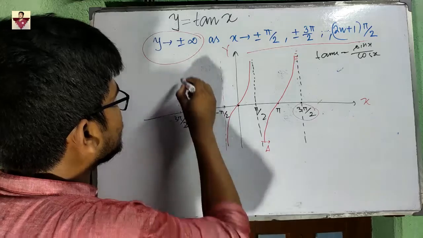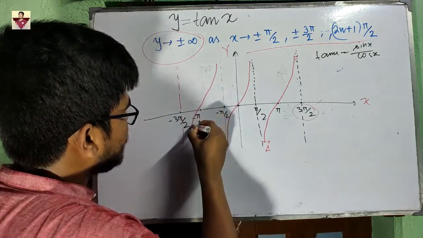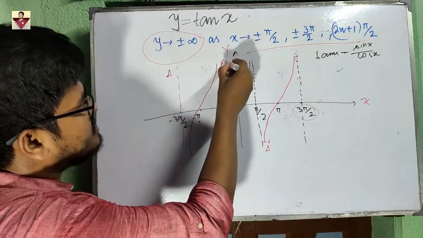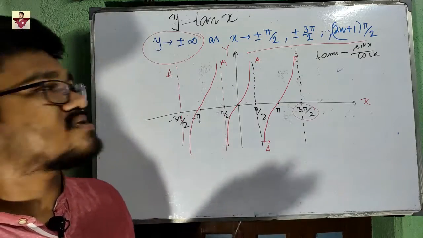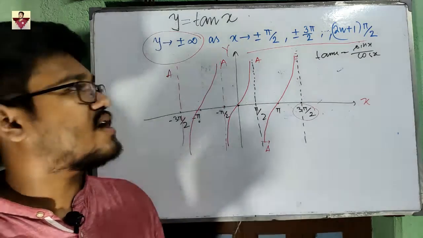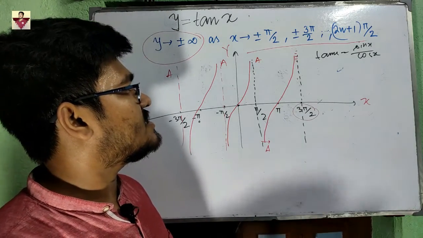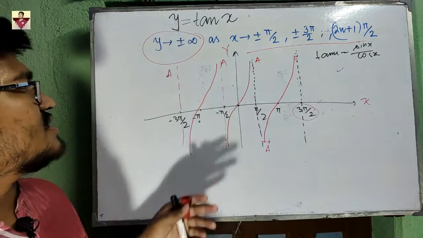Similarly, you can also plot the function here like this. As you can see, this line is an asymptote, this line is an asymptote, this line is an asymptote. So for this particular function, when x equal to plus minus (2n plus 1) pi by 2, where n is any integer 1, 2, 3, 4, then you can see all these asymptotes are here.